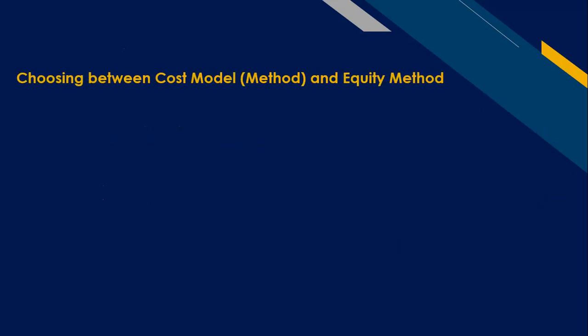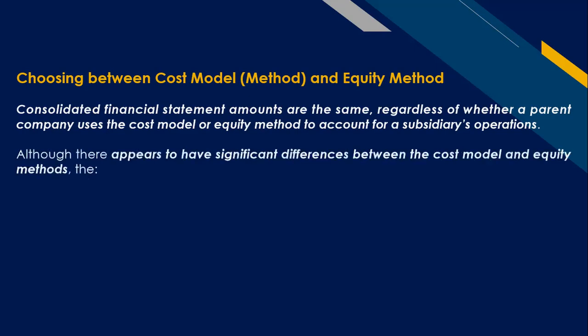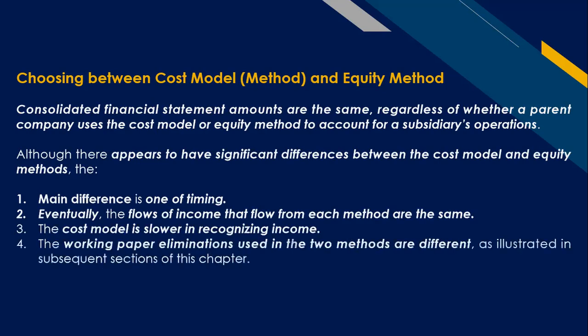Now, choosing between the cost model and the equity method, consolidated financial statement amounts are the same regardless of whether a parent company uses the cost model or the equity method to account for subsidiaries' operations. Although there appear to be significant differences between the cost model and the equity method, the main difference is one of timing. Eventually, the flows of income from each method are the same. The cost model is slower in recognizing income. The working paper eliminations used in the two methods are different, as illustrated in subsequent sections of this chapter.